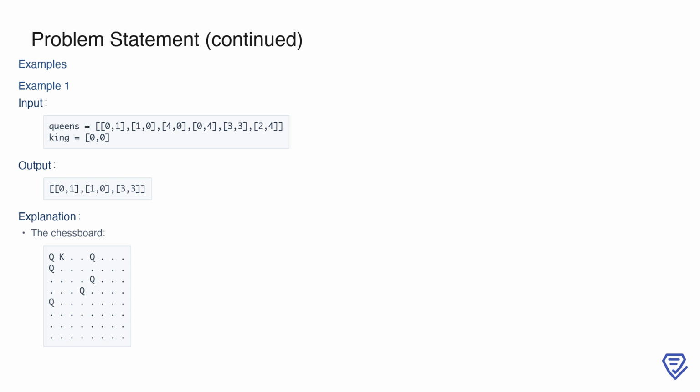Here, the input specifies 6 queens positioned at 0,1; 1,0; 4,0; 0,4; 3,3; and 2,4, and the king is located at 0,0. In the output, we return the queens at 0,1; 1,0; and 3,3, because they can attack the king. To visualize, the chessboard is shown with Q representing queens, K for the king, and dots for empty squares. The queens at 0,1 and 1,0 are in the same row and column as the king, while the queen at 3,3 is positioned along a diagonal. The other queens are either blocked by other pieces or are not in a threatening position.